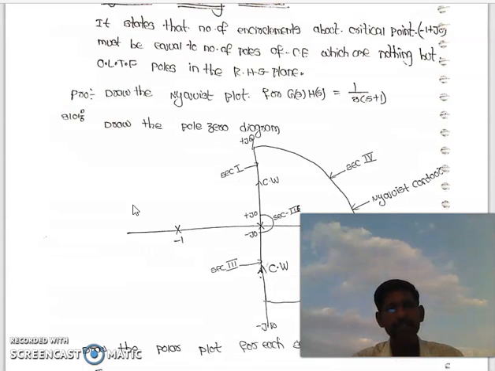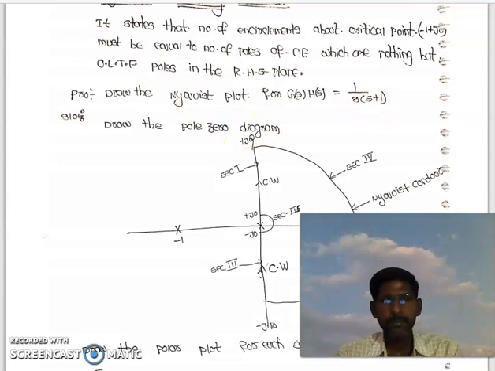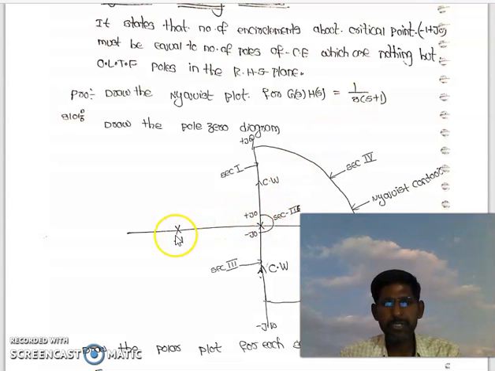Now let me solve some problems. Draw the Nyquist plot for G of s H of s equal to 1 divided by s into s plus 1. To draw this Nyquist plot, first draw the pole-zero diagram. How many poles are there and how many zeros are there? There are 2 poles and no zeros. One pole location is at the origin, and one more pole location is at minus 1.